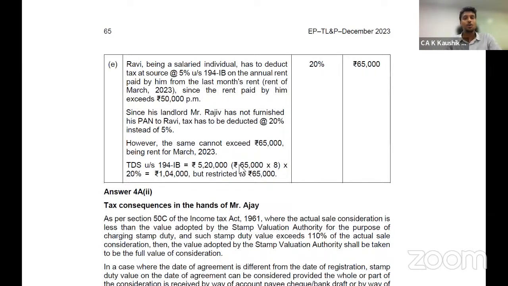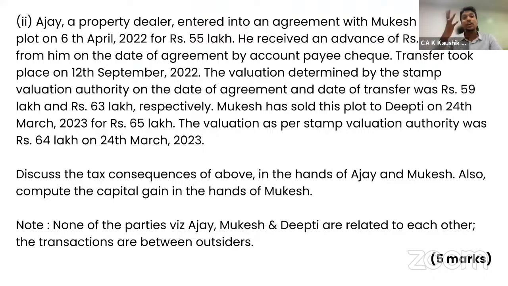Question number 4A part 2 talks about a scenario where different individuals are involved and the tax implication of different individuals are taken care here. So what is the scenario here? It is on a capital gain and it is on both business provision and capital gain provision.